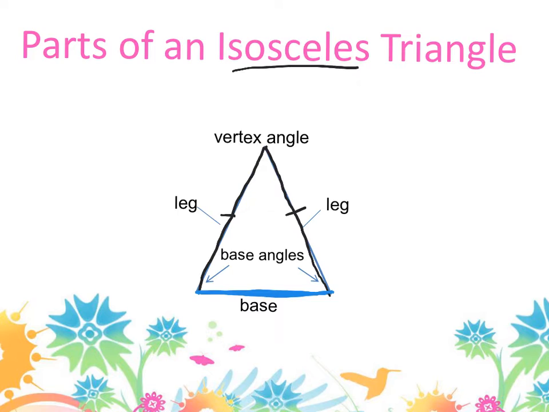Now, if you notice, in every triangle, because it is a triangle, there are three angles. These two angles, the ones that are touching the base, are called the base angles. The one that is not touching the base is called the vertex angle. So we're going to be talking about base angles and vertex angles. We're going to be talking about legs and the base. All you need to know is the two pieces that match each other are called the legs. It is the third piece, the one that doesn't match, that is called the base. And the two angles that are on the base are called the base angles.